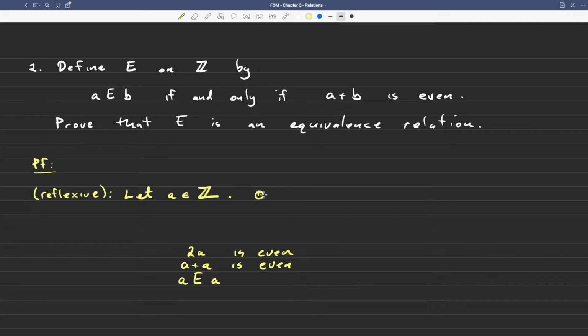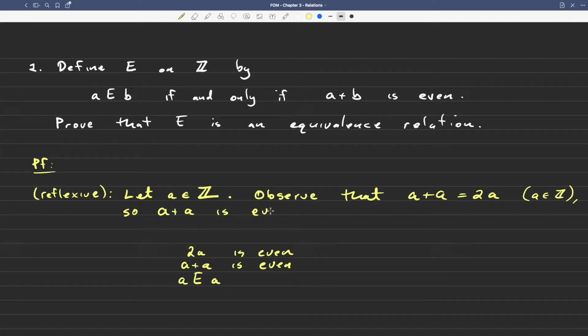So my proof's going to go like this. Observe that A plus A equals 2 times A. And let's point out A is an integer again. So A plus A is even, because we've expressed A plus A as 2 times an integer. That's the definition of even, right? Thus, that's the definition: if the sum of two numbers is even, those two numbers are related. So thus, A is related to A. We write that this way, A, capital E, A.